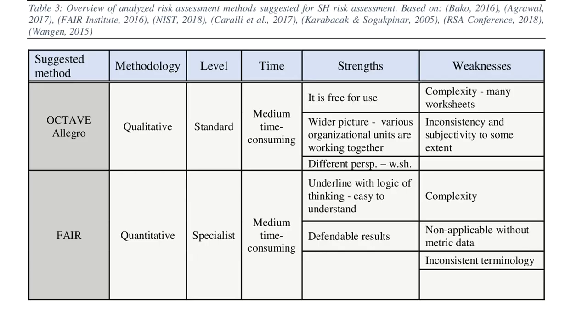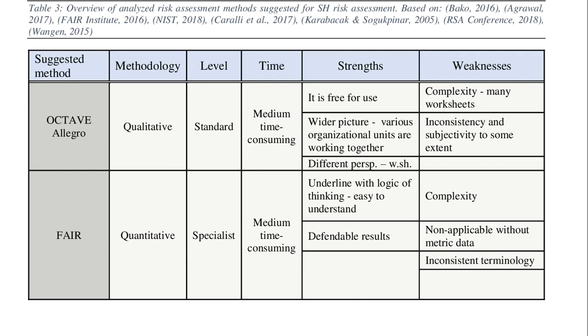Now to see the difference between OCTAVE and FAIR, we have certain parameters like methodology, level, time, strengths, weaknesses. So if you think about OCTAVE, it's a qualitative approach, where I have to analyze all the critical actions and critical events, and based on that, think about whether risk has happened or not, and what kind of risk it is. Level is standard, which means it follows certain rules and regulations to define the risk. And time consumed to identify the risk is medium.